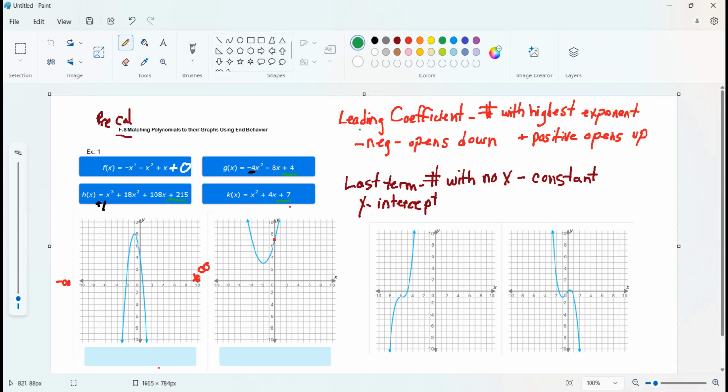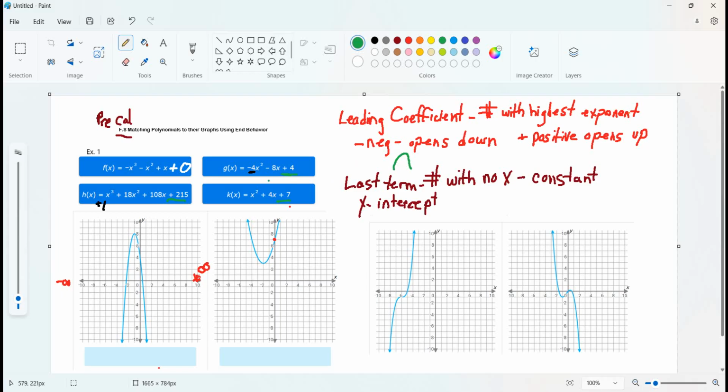But first thing I wanted to tell you guys and remind you is that the leading coefficient is going to be the number with the highest exponent in the equation. So in this function right here, the highest exponent is x squared. The number that's with it, its coefficient, is a -4. What we know is that if that's a negative number, that's going to create a graph that opens down. So it's going to have a downward shape.